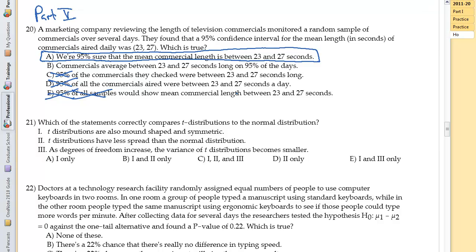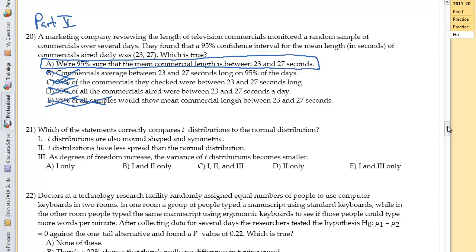And commercials average between 95% of the days? Ugh, no, no. All right, so here we go. 21.